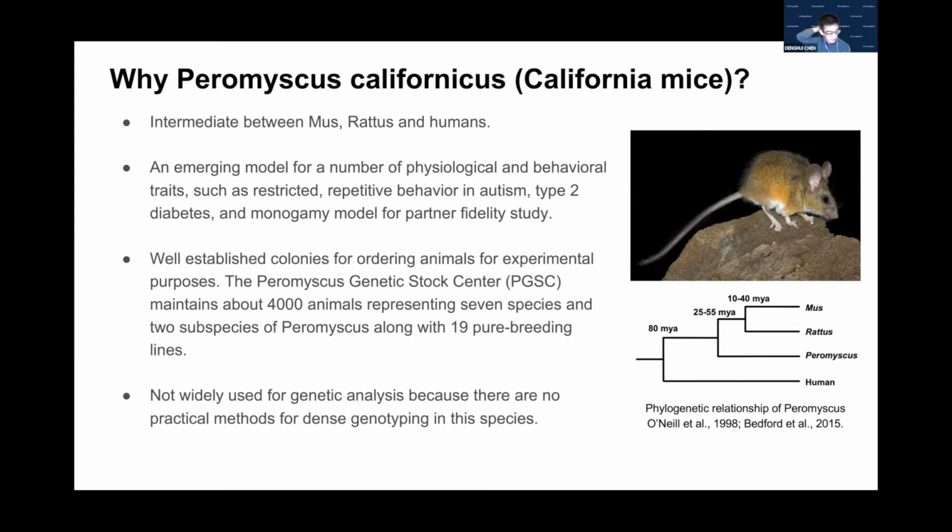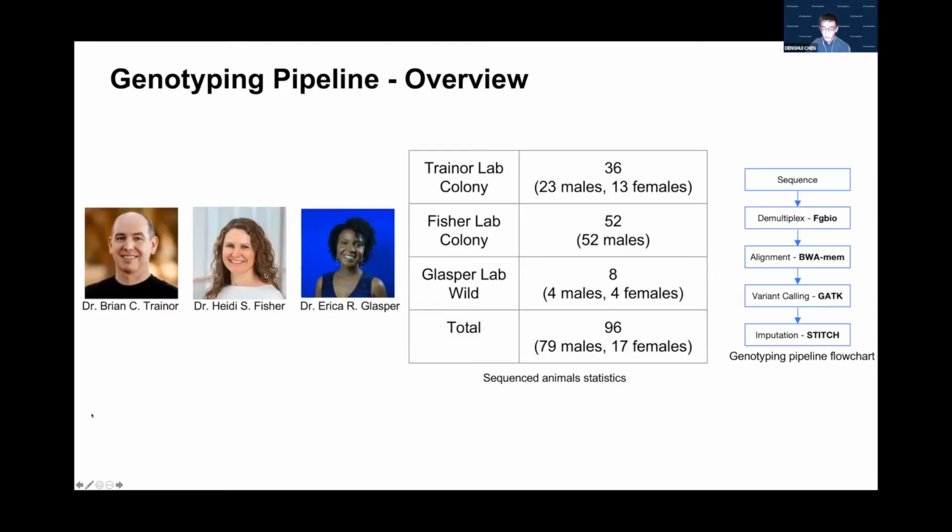The only reason it is not widely used for genetic analysis is because there are no practical methods for dense genotyping in this species. From our lab, we have already developed a really successful genotyping pipeline based on low coverage WGS for HS rats, SD rats, and zebrafish. Here, we are trying to take over that pipeline and apply it to California mice.